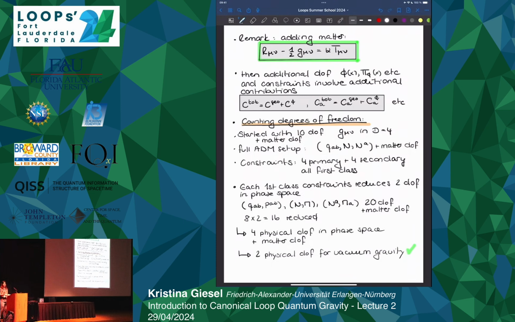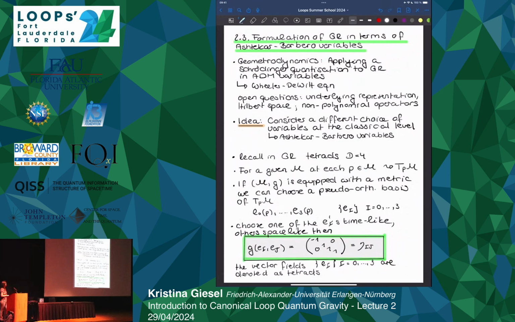So if we restrict to vacuum GR, we get in configuration space, again, these 2 physical degrees of freedom that we also have in the Lagrangian setup. So the counting of degrees of freedom works, and this entire Dirac algorithm, in a sense, gives you a nice way to count the degrees of freedom you have in your system.